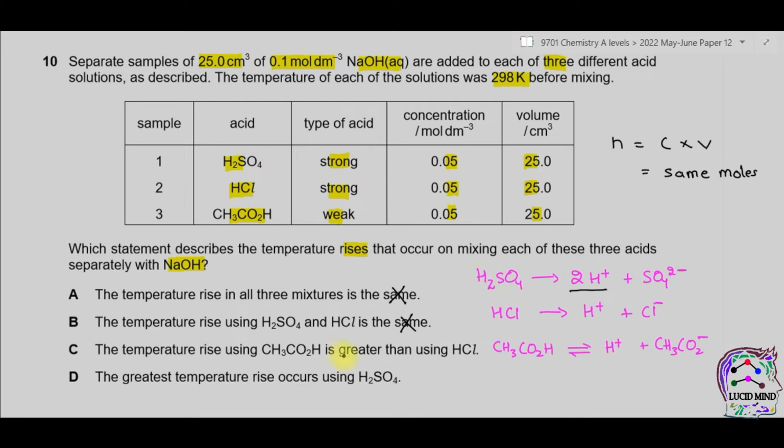Is the temperature rise using ethanoic acid greater? No, it is not greater because this is a weak acid. So the correct answer seems to be part D.